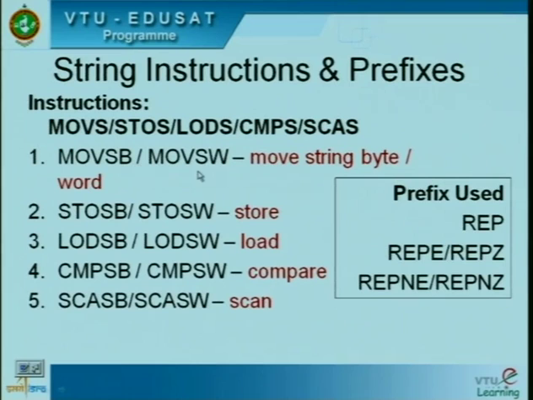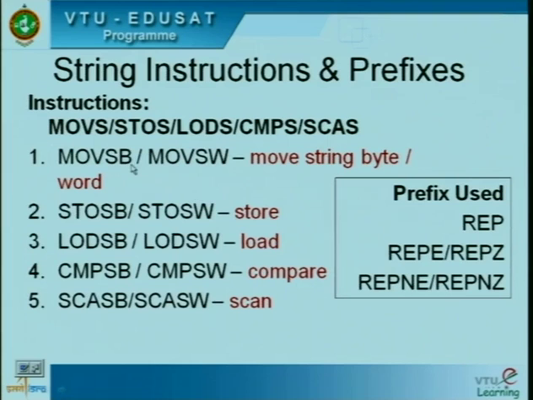Basically, the string instructions that we have are five in number. That's MOVS, that is MOVS string byte, STOS, then LODS, CMPS, and SCAS. These instructions are used with prefixes. Let us look at the prefixes. There are three types of prefixes: repeat, repeat on equal, and repeat on not equal. These increase the operation range of the string instructions.